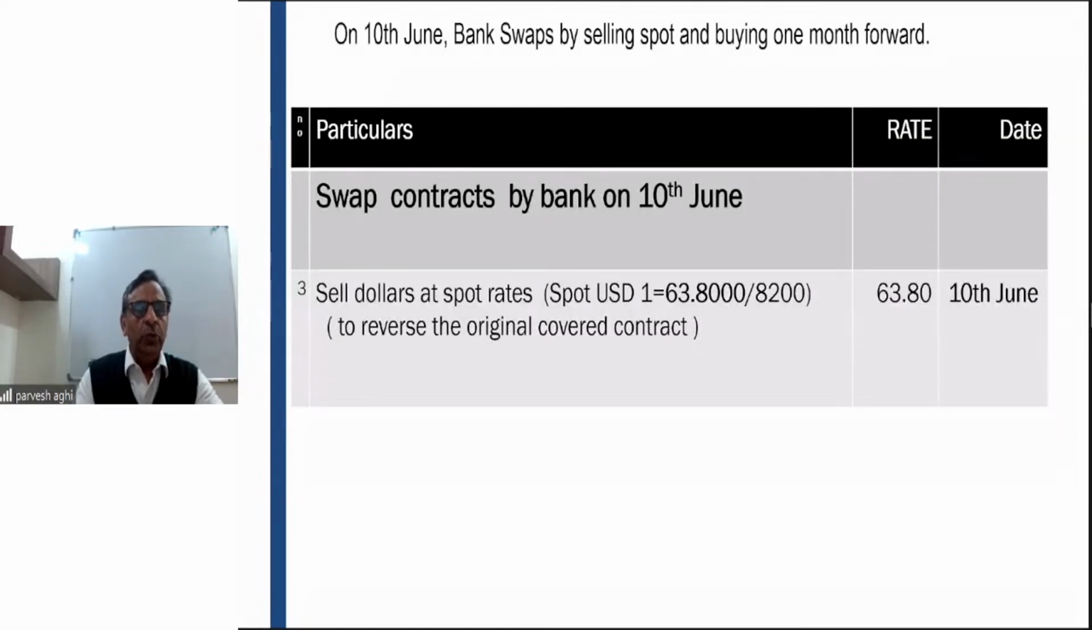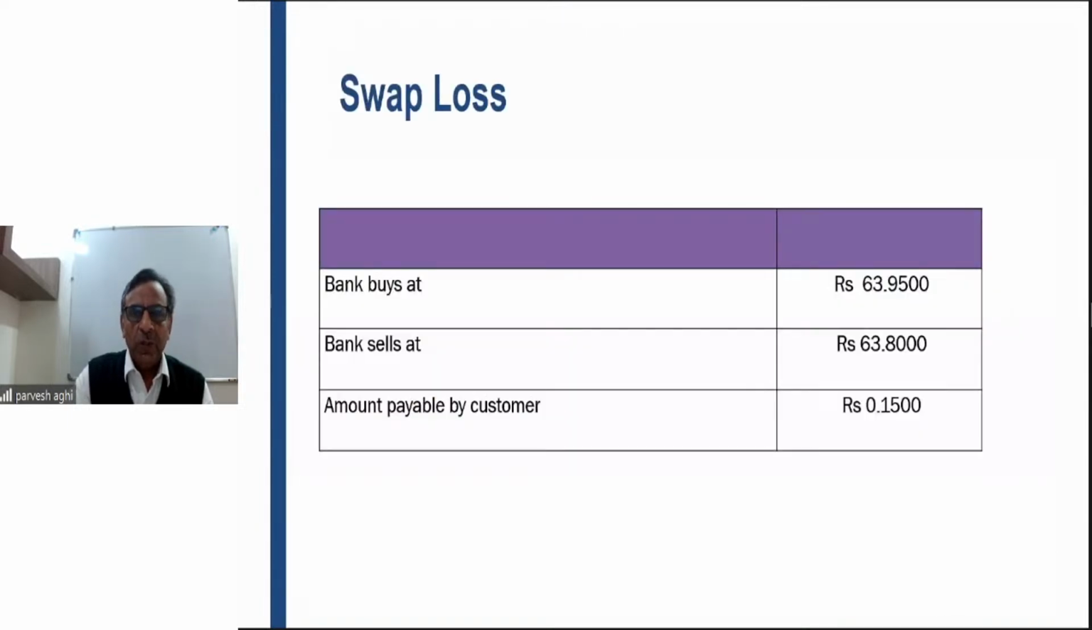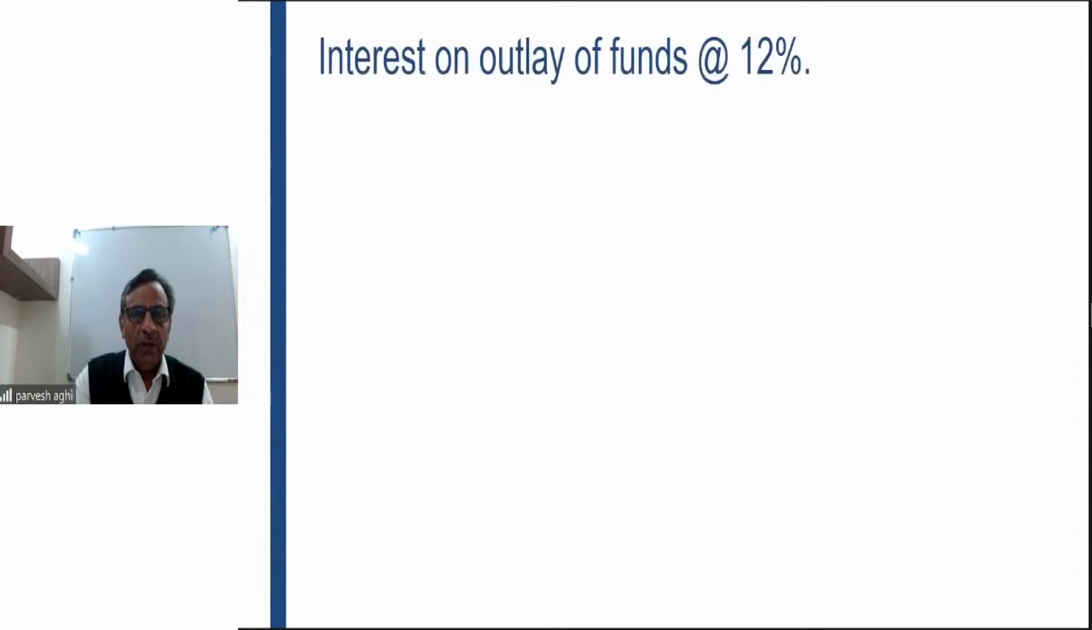Anyway, now on 10th June, they entered into two swap contracts. One was to sell the dollars at the spot rate to reverse the original covered contract, and they sold them at 63.80. But at the same time, they entered into a contract by buying 1 month forward contract. Okay, so in the process, there was a loss of 0.15 paisa per dollar. So they did it for 1 month forward contract, which is going to mature on 30th of June. So the swap loss is 15 paisa, which if we convert into rupee terms, will be 30,000.